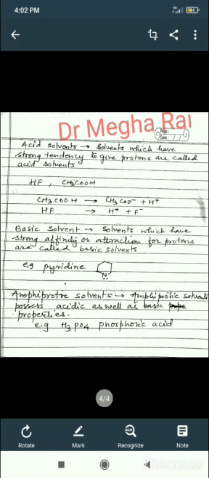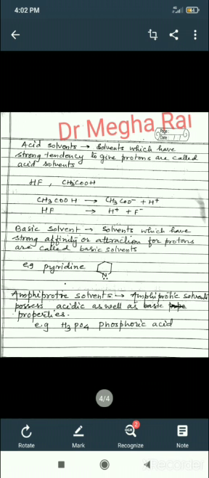Protic solvents, then aprotic solvents. Now the third one is acid solvent. Solvents which have strong tendency to give proton. Now you know what is proton, that is H+. These are the solvents which have strong tendency to give proton are called acid solvents.